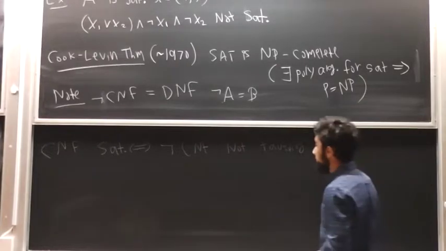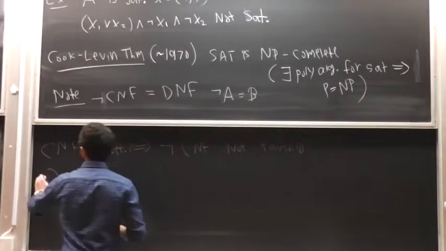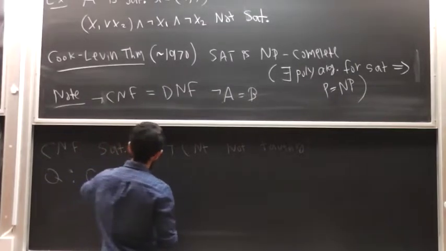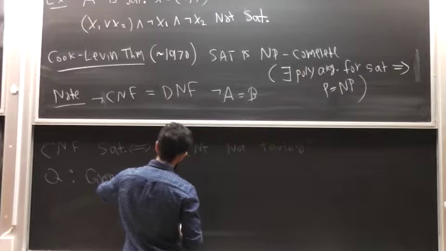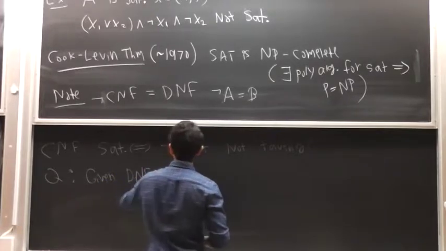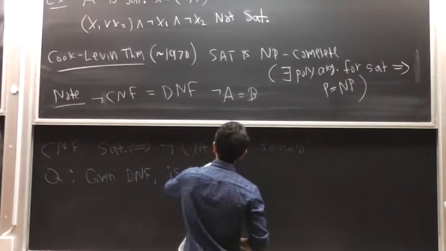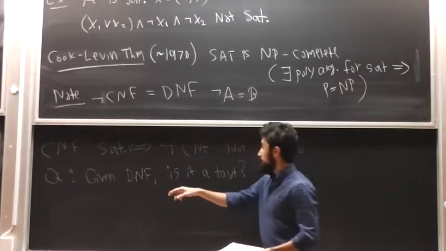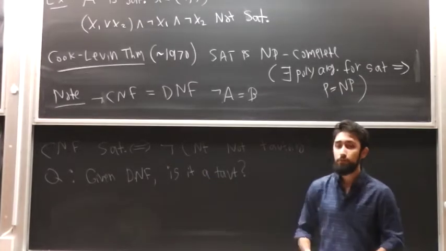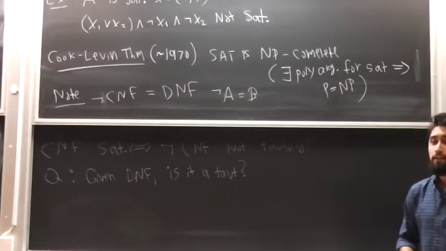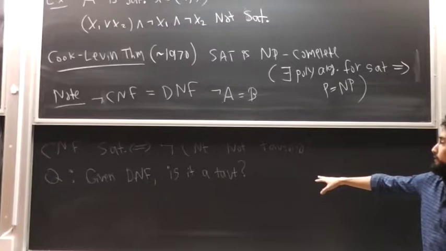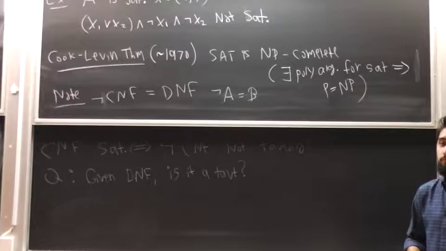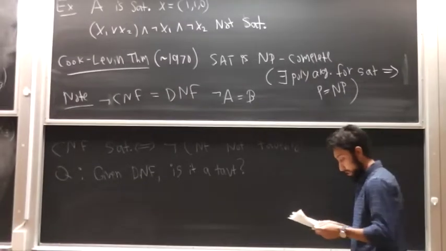So we can turn this into a problem where, given a DNF, is it a tautology? Tautology means that it's true for every assignment of truth vectors. This is just the exact same question, but for what we're doing, it helps to look at it that way. Any questions about that? Okay.